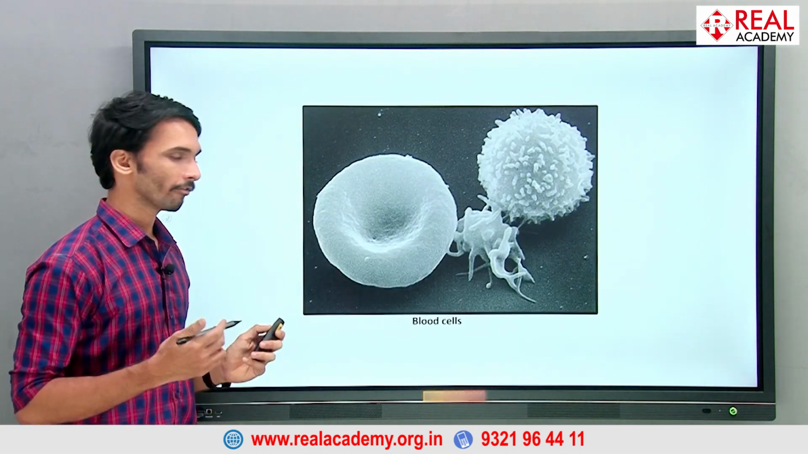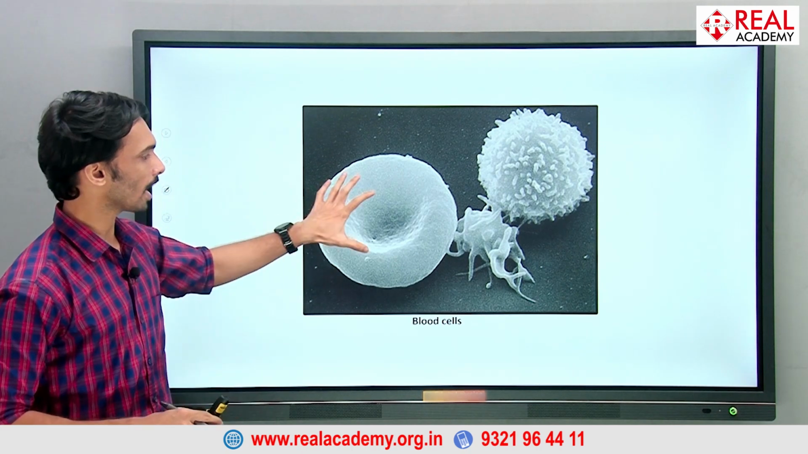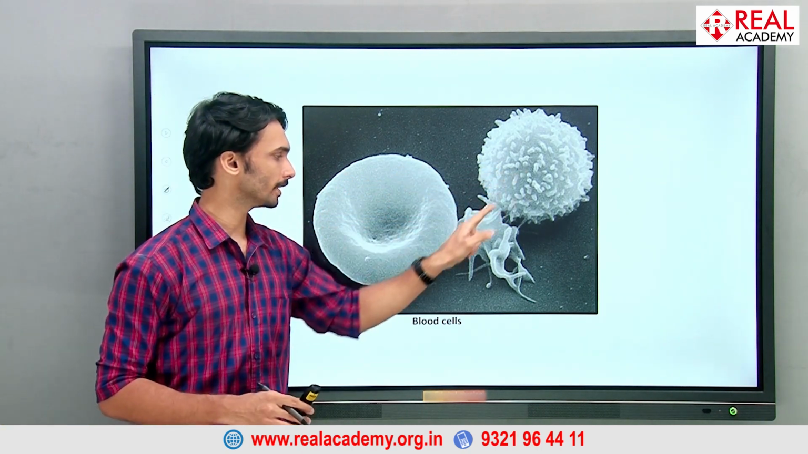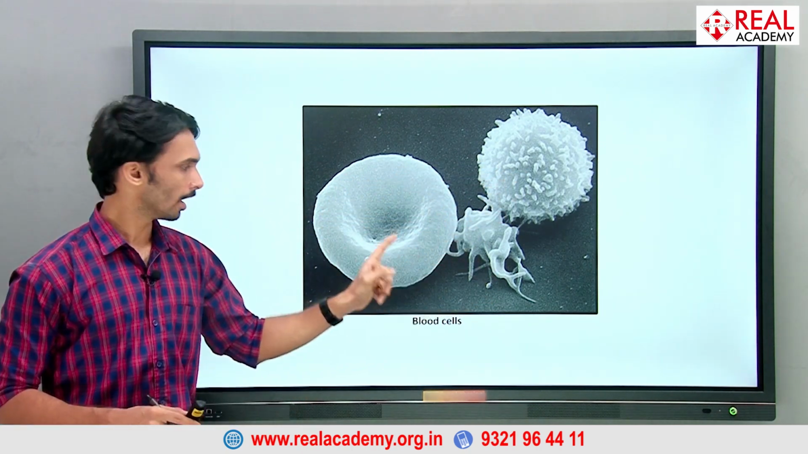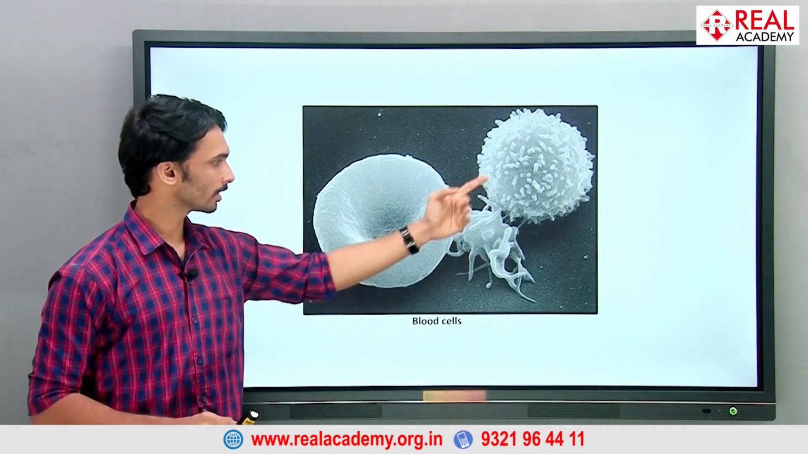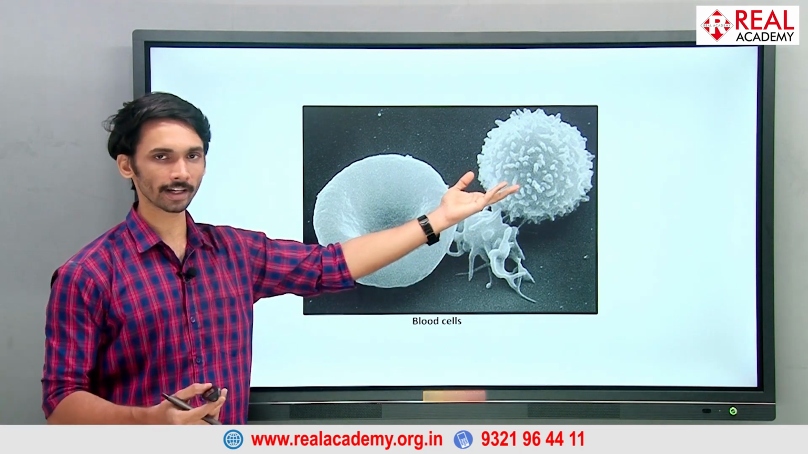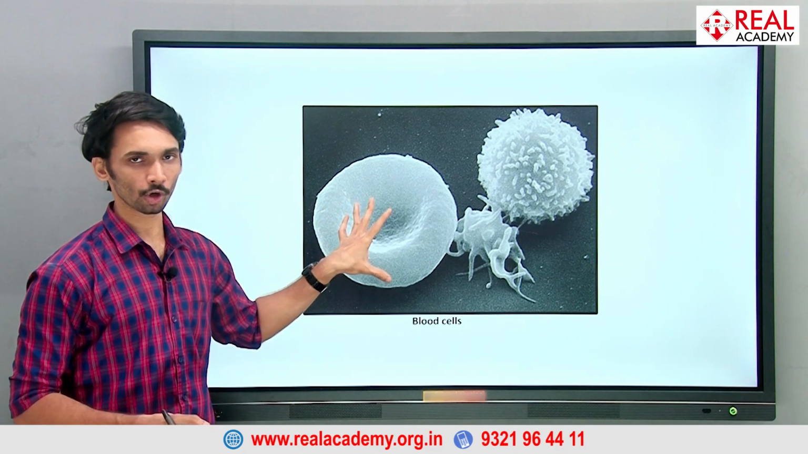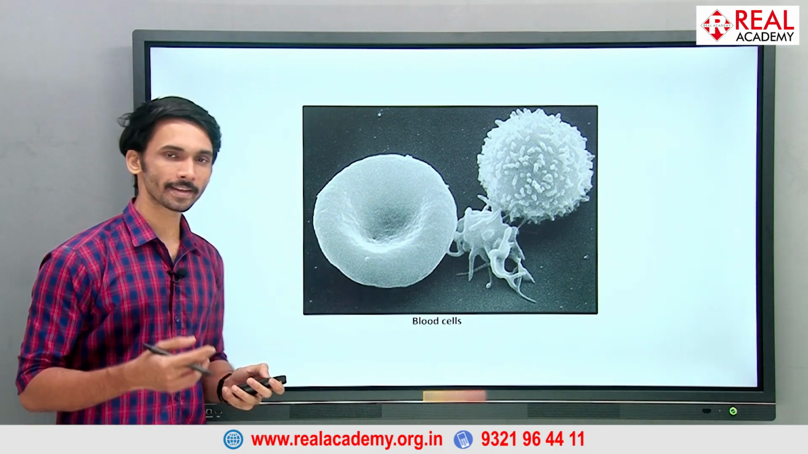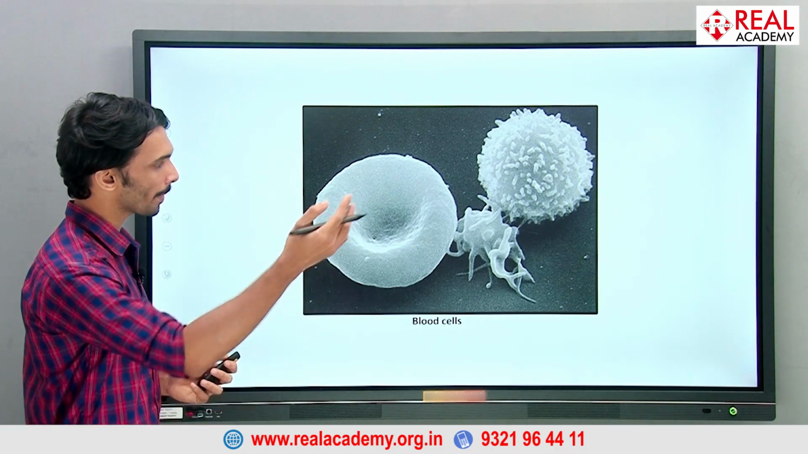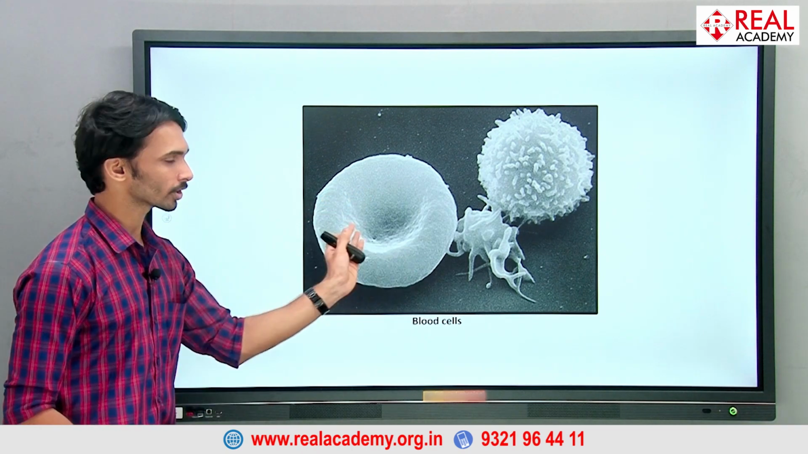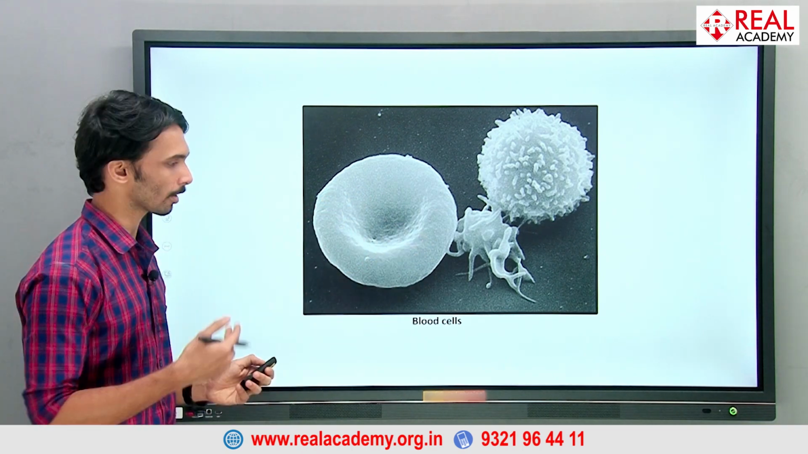Next one, we can see all the 3 cells. This is your RBC, WBC and platelet, one of the smallest cells. This will be white in color. WBC, already we know it's white in color, and RBC is red in color due to hemoglobin. So these are the 3 cells basically which are present inside our blood. There are many types of WBCs, but no such types are seen for RBC and platelets. They are of the same type.